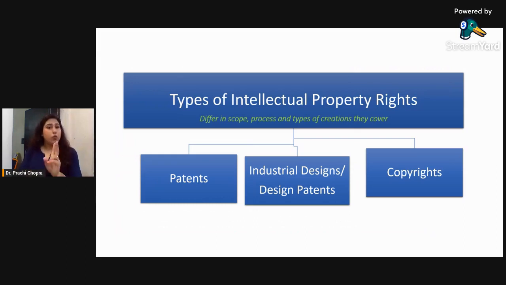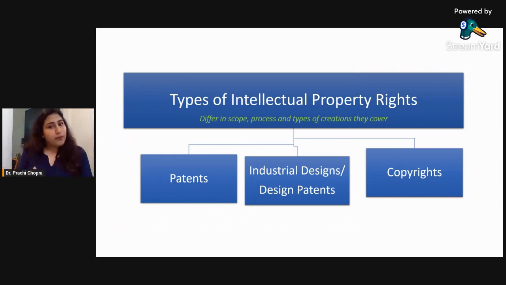Two words I'm giving you for one type of intellectual property right. Why so? Because depending on the jurisdiction, depending on the country in which you reside, the name may differ, but the scope, process, and the features it protects always remain the same. So there are three major types of intellectual property rights which may protect an invention: patents, industrial designs or design patents. I'll just keep this word as industrial design, being in India.